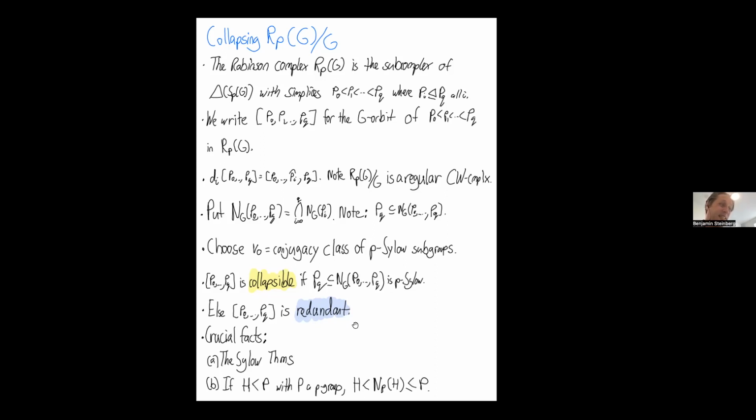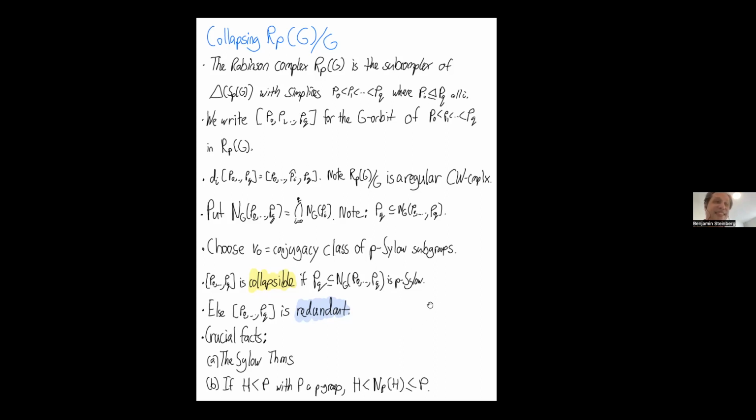That's what this kind of says. And otherwise, I will say it's redundant. So if there is somebody I can shove on at the end, then it's redundant. So the collapsible and redundant hopefully is clear. Collapsible means that the biggest subgroup I have there is the largest thing I can put there and maintain the property that I'm in the Robinson subcomplex. And redundant means there actually is a way to make it bigger and stay in the Robinson complex.